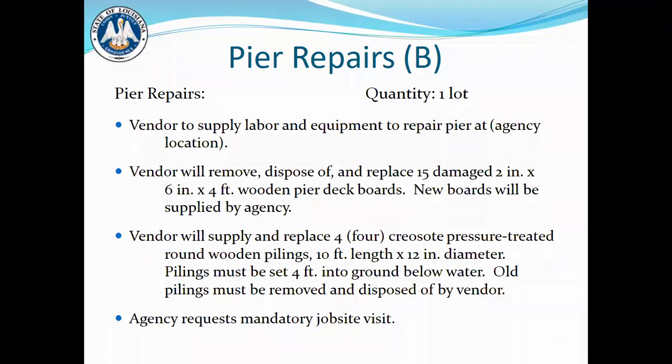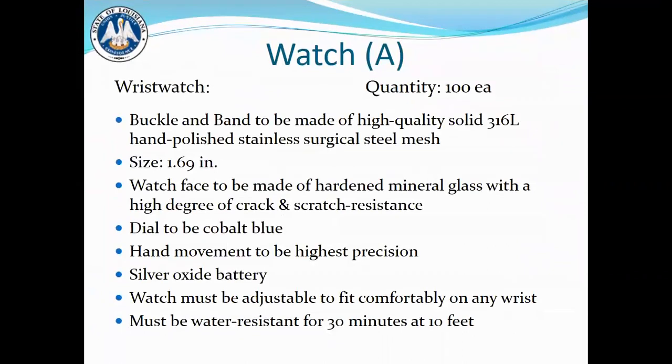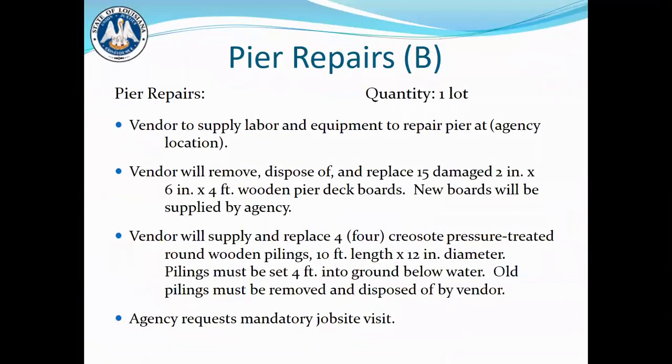Vendor will supply and replace 4 creosote pressure-treated round wooden pilings, 10-foot by 12 inches diameter. Pilings must be set 4 feet into the ground below water, and the old pilings must be removed and disposed of by vendor. Agency does request a mandatory job site visit. So good job on that. That was a very good one.